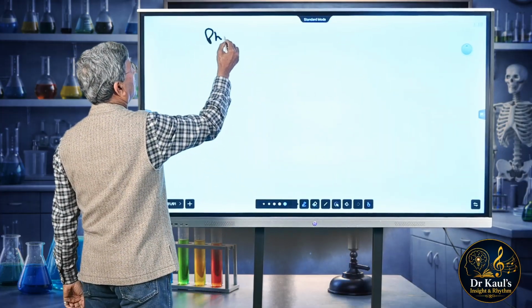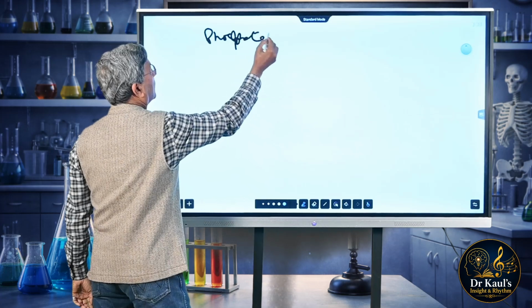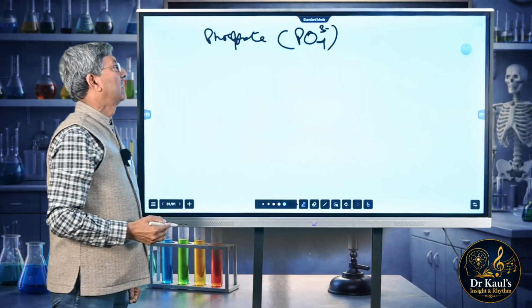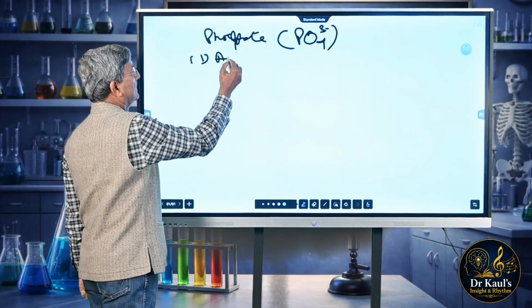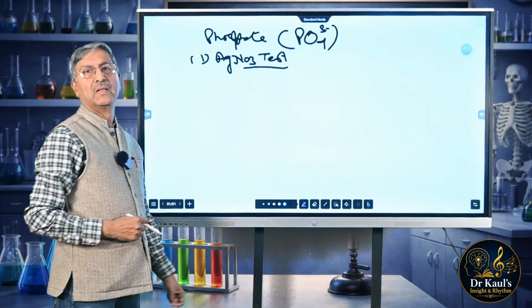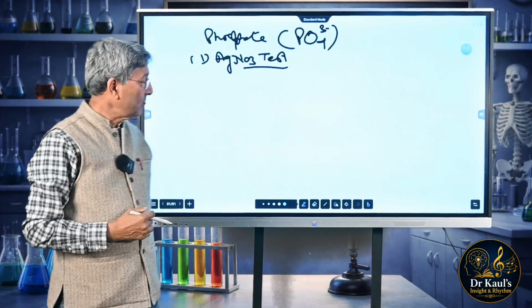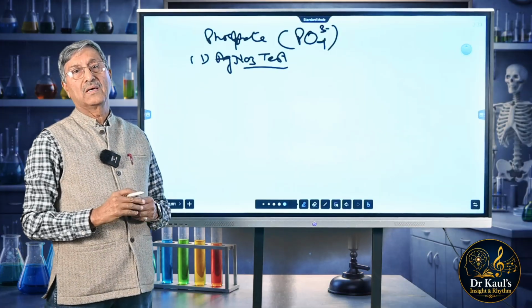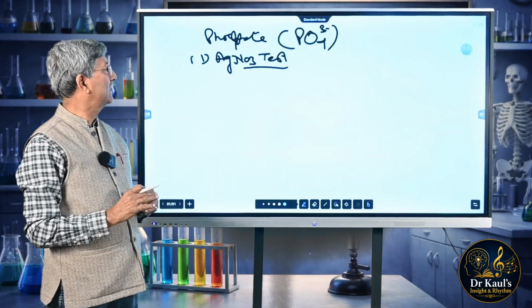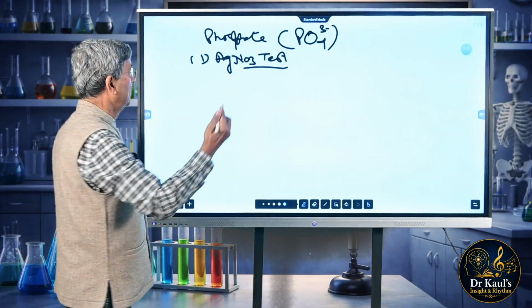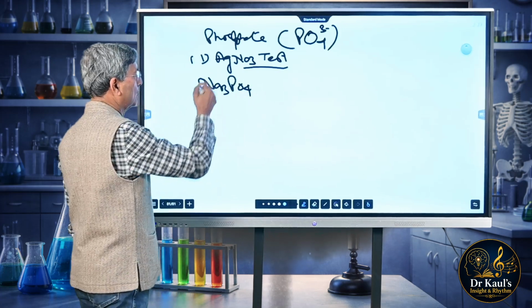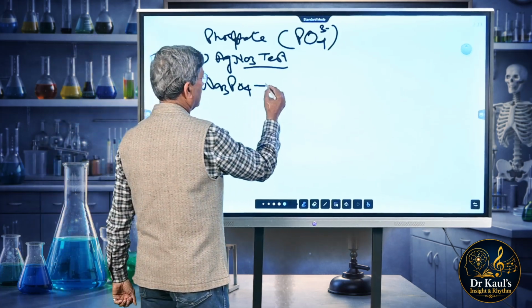Now phosphate. The first test for this is the silver nitrate test. In this case, we neutralize the soda extract with acetic acid, and to this neutralized soda extract we add silver nitrate solution. Now suppose we have phosphate, which will be present as sodium phosphate in soda extract, then we add silver nitrate to it.